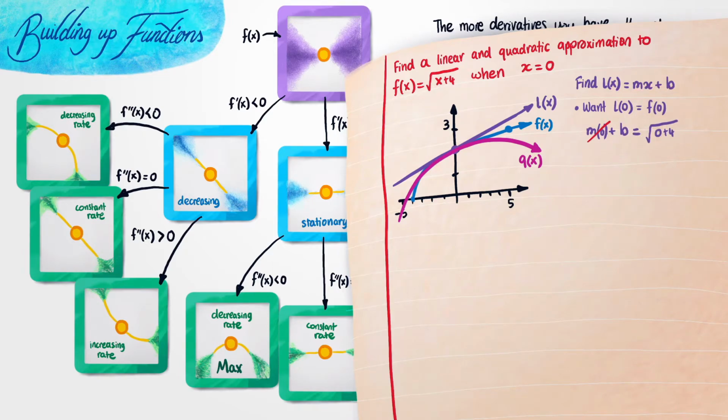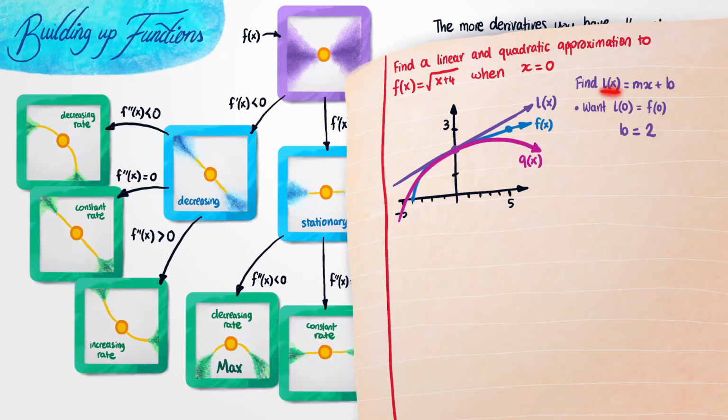Now of course, m times 0 is 0, and this 0 can just disappear. So by forcing the function values of both of these functions to be the same, we end up finding out that b is just the same thing as the number 2. Okay, and then we can just do this again.